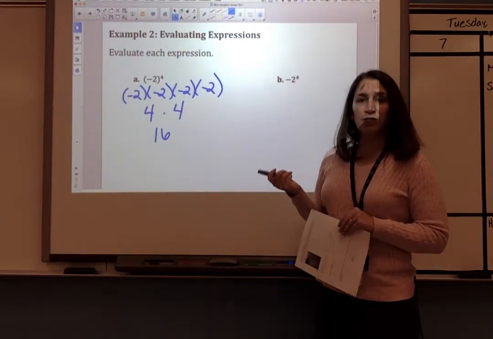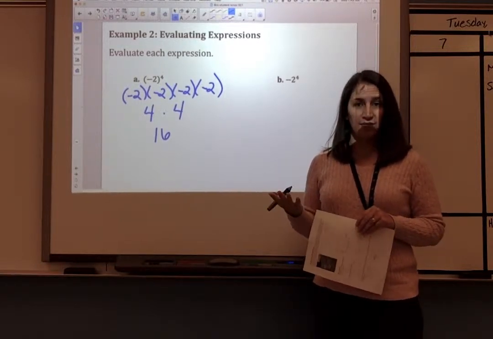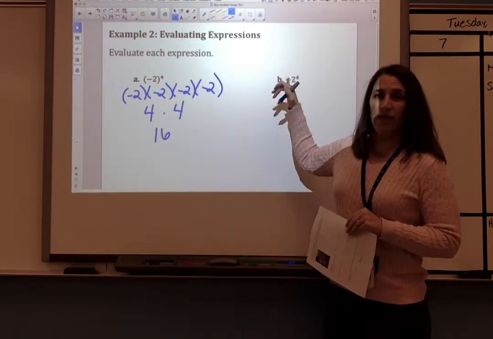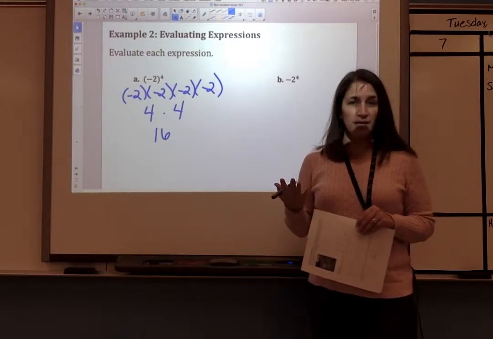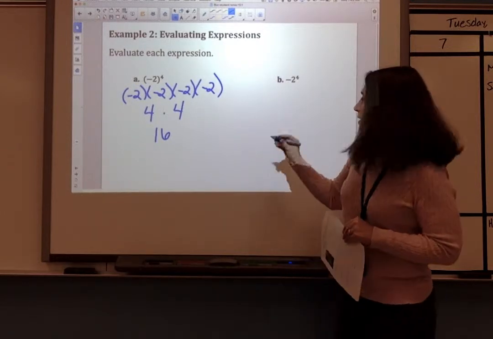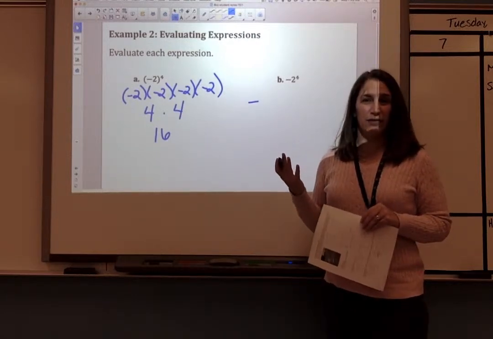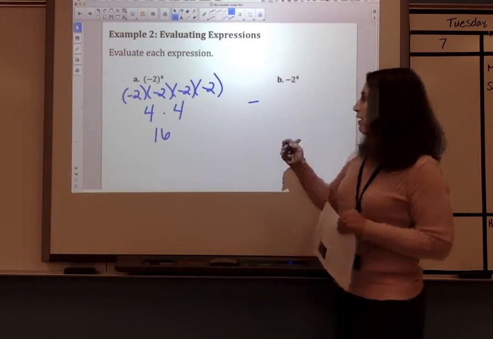Now, example B looks a little bit similar, but they're not the same because the -2 is not in parentheses. So what we have here is a negative sign in front of the power 2 to the 4th. So the opposite of 2 to the 4th power. So I only have one negative sign. I'm not taking that -2 to a power. That negative sign is not being taken to the 4th power, just the 2.